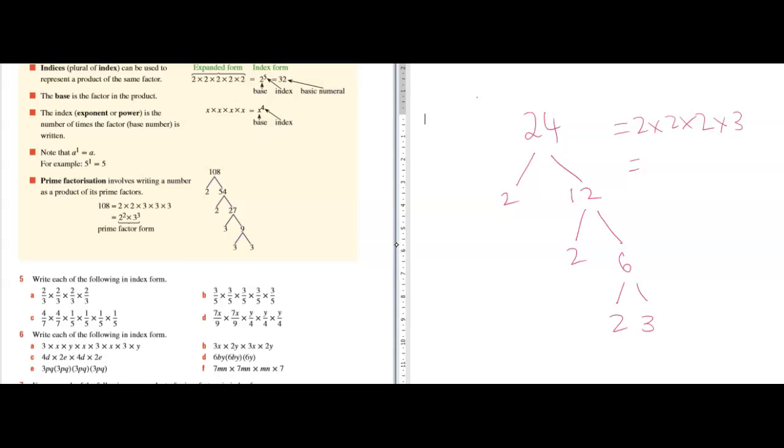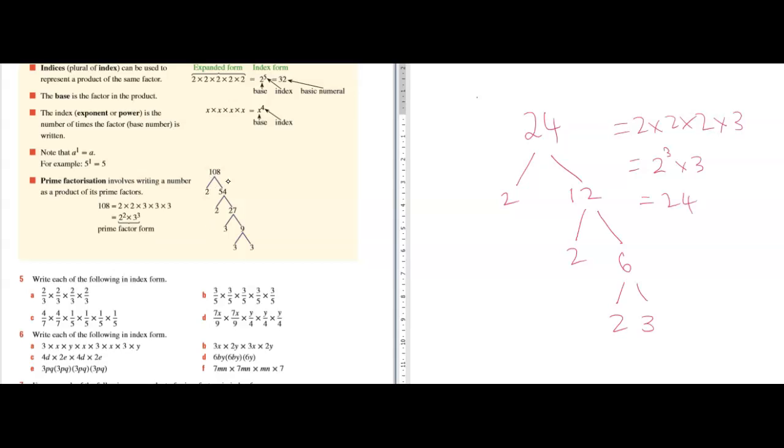So how many 2's have we got? 2 to the power of 3 times 3. So 2 to the power of 3 being 8, 8 times 3, and then we get back to 24. So that's what it means by prime factorization.